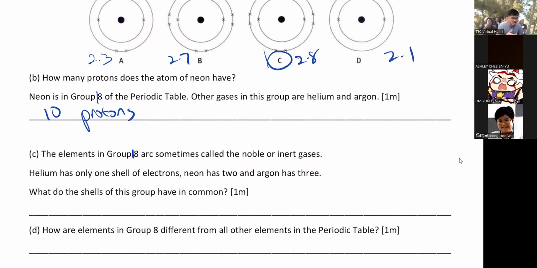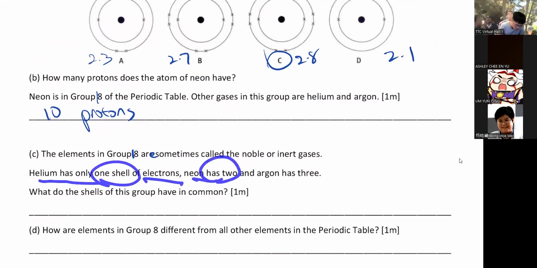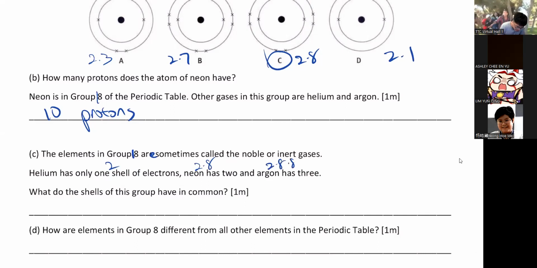So next, the elements in group 8, group 18, not group 8. I don't know why your textbooks just likes to write group 8. Okay, it's group 18, not group 8. There's a typo here, sorry. They are sometimes called the noble or inert gases. Helium has only 1 shell of electron. Neon has 2, argon has 3. Because helium is 2, neon is 2.8, 2 shells, argon is 2.8.8.